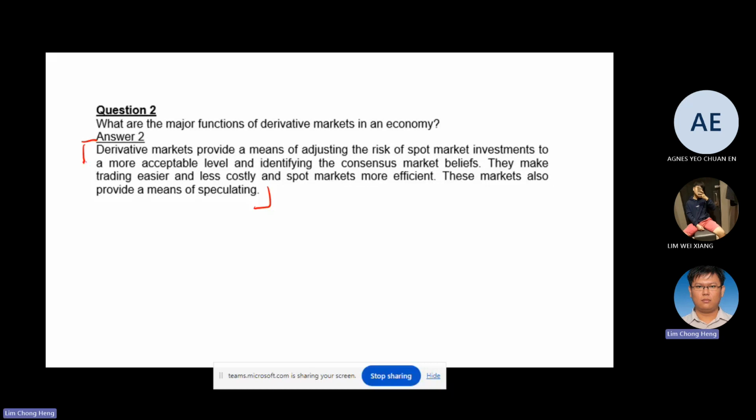So the function of the derivative market in the economy is what? Provide risk management. So they provide risk management. Here they use the term adjusting the risk of the stock market investment to a more acceptable level.